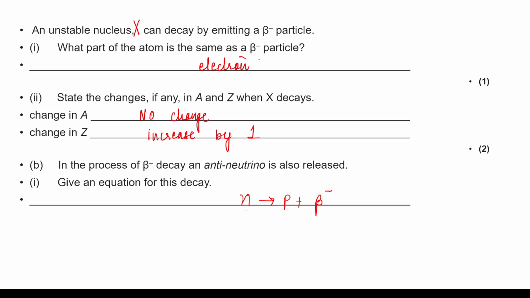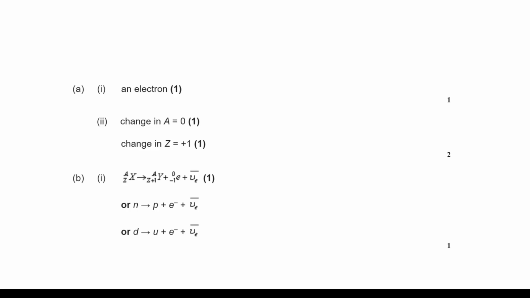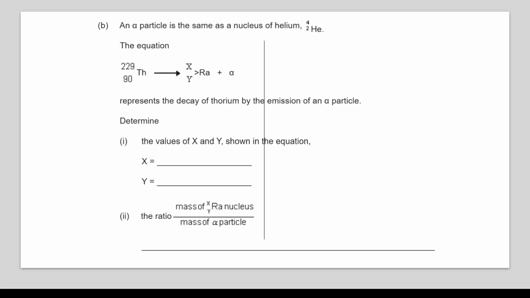On your left hand side, neutron has no charge, but proton has a positive 1 charge. This has minus 1, so the total charge is 0, plus an antineutrino is released. Okay, that's a symbol for antineutrino. What is it? We're going to learn that in the next video. So that's your equation. Okay, now let's do the next question.